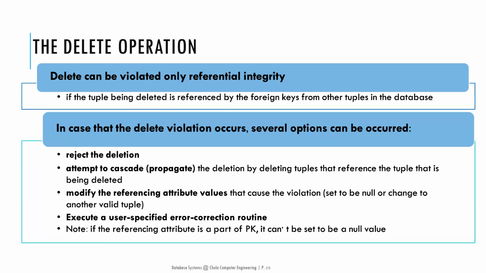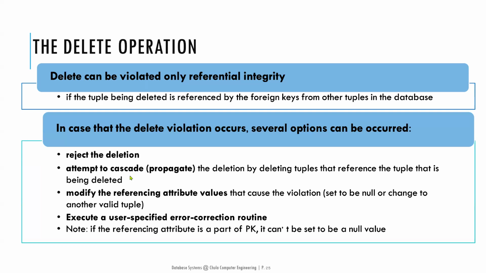So the way that it could be treated, there are different ways here. If that happens, one is to reject the deletion. So you say, oh my God, I probably have something referenced there, so you would not let the user delete that particular tuple.